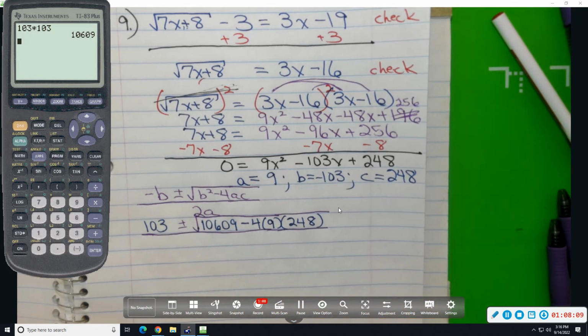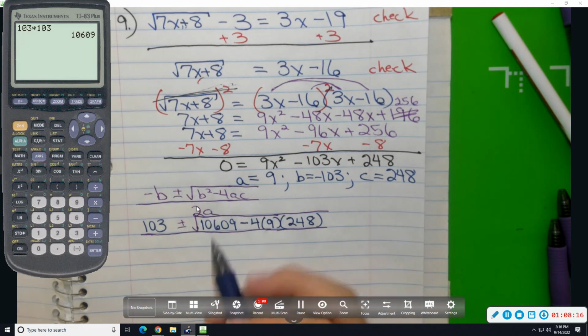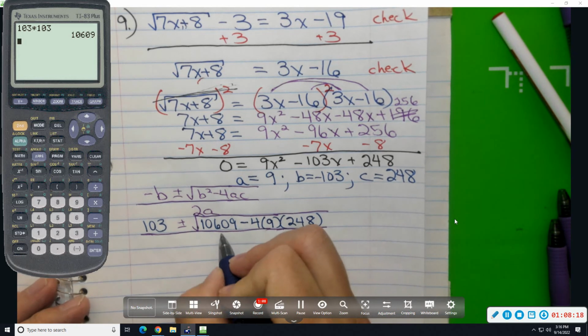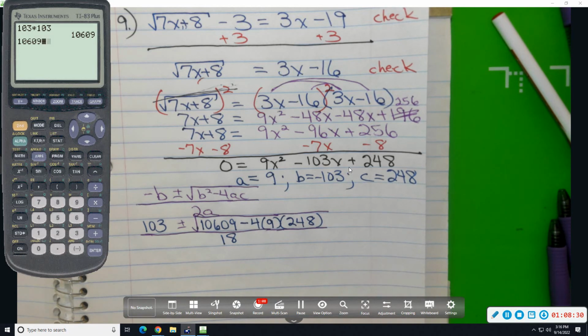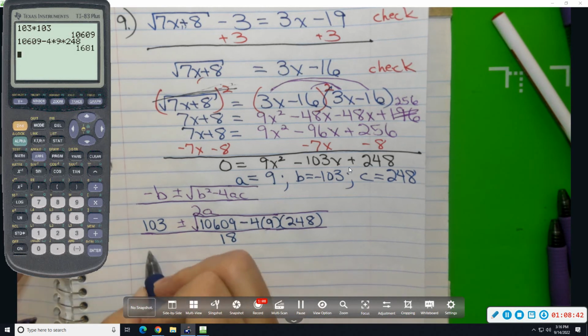Wow. All over 2 times A. 2 times 9, I can do that in my head. What am I going to have for my denominator? 18. Now before you start panicking too much, let's simplify under that square root. So we have 10,609 minus, and those parentheses are just times, so minus 4 times 9 times 48, 1,681.